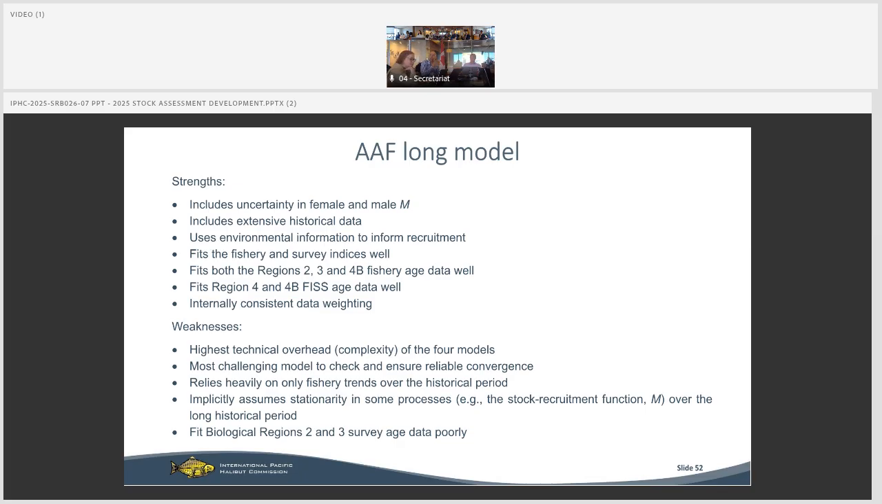And then the areas as fleets long model has some of the same shortcomings as the areas as fleets short model. It's also got the highest technical overhead, takes the longest to tune. This is the one that I would really love to get into a state space framework. I think it would be a huge step forward.